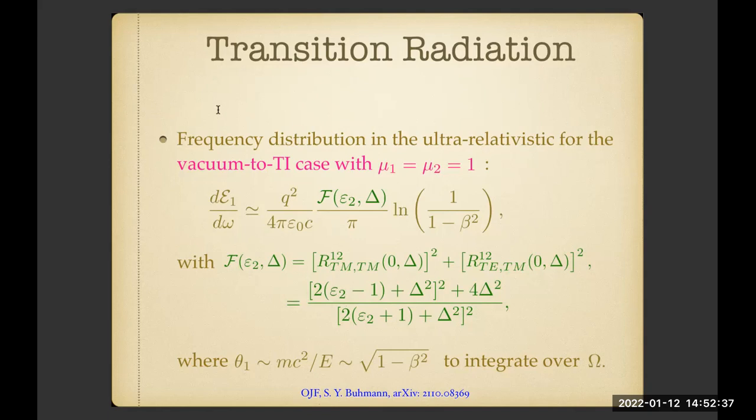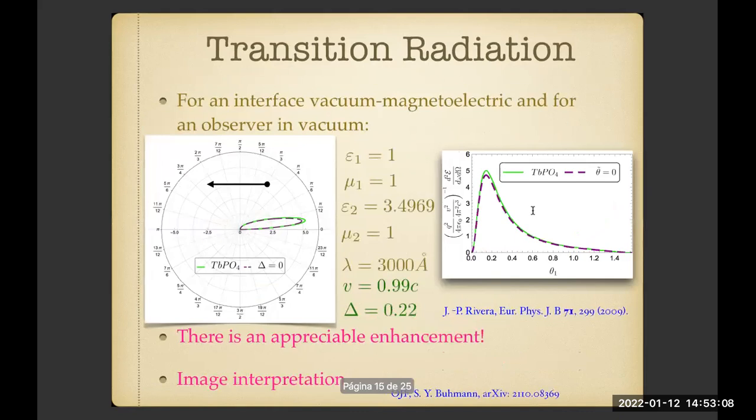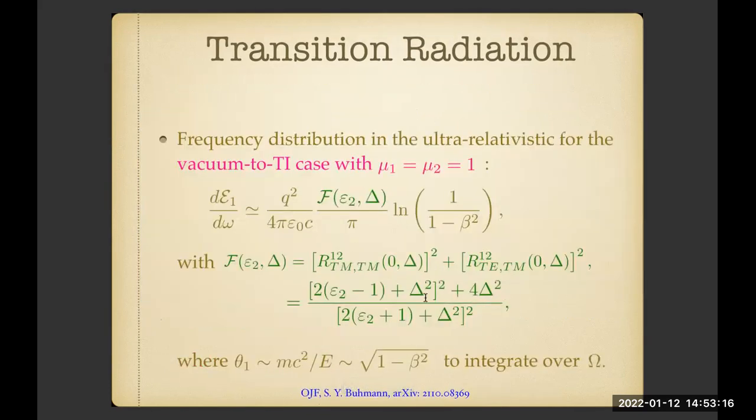Again, let's take the vacuum to TI case, but additionally, let's take the topological insulator to be a non-magnetic one. When one performs this choice, together with the ultra-relativistic regime approximations, which is encoded here, which means that the main contribution is focused only in small angles, one obtains this small expression for the frequency distribution. Again, in green, I put only the modifications in comparison to the standard case. And this curly F, you could see, is only the sum of the modified Fresnel coefficients, which are explicitly shown here.